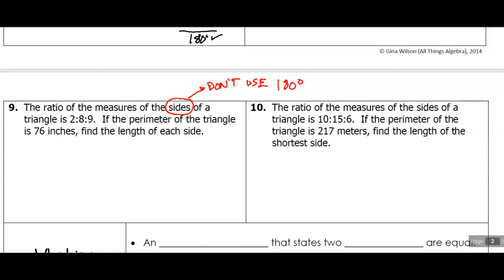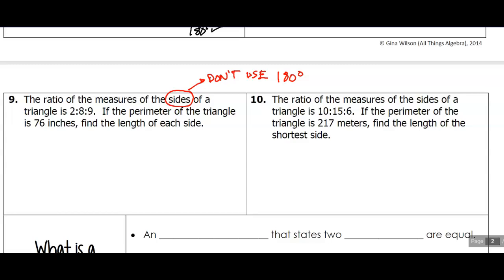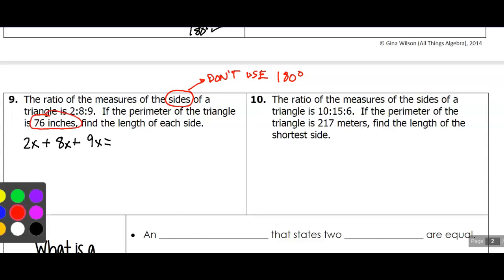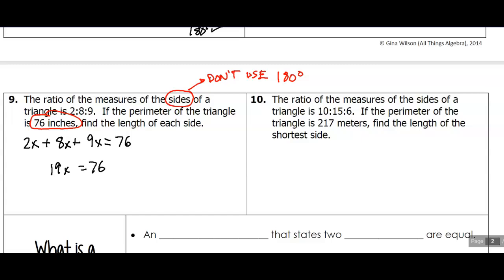All right, so perimeter we know is just adding up all the sides. So we'll use our same technique. I'm going to put an x with each of the numbers in the ratio. So I have 2x, 8x, and 9x, and I'm going to add these up. And since these represent the perimeter, and they tell me that the perimeter is 76 inches, I'm going to set this equal to 76. All right, we'll combine like terms. So I have 19x is equal to 76. Divide both sides by 19, and I get that x is equal to 4.